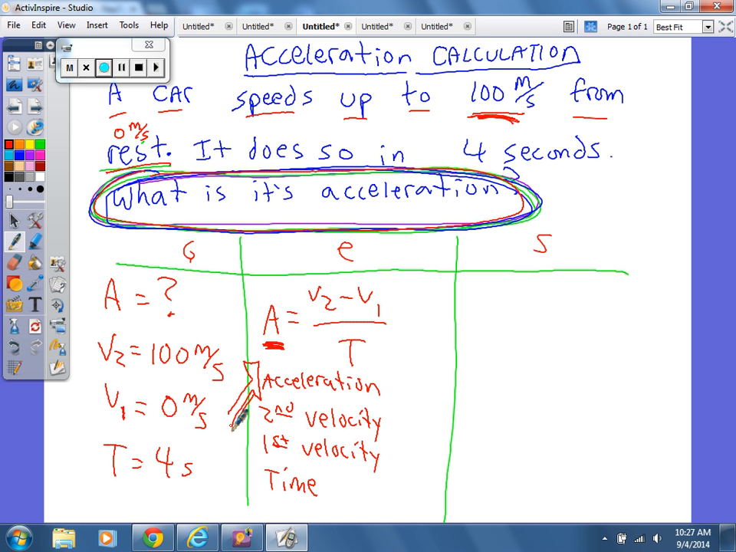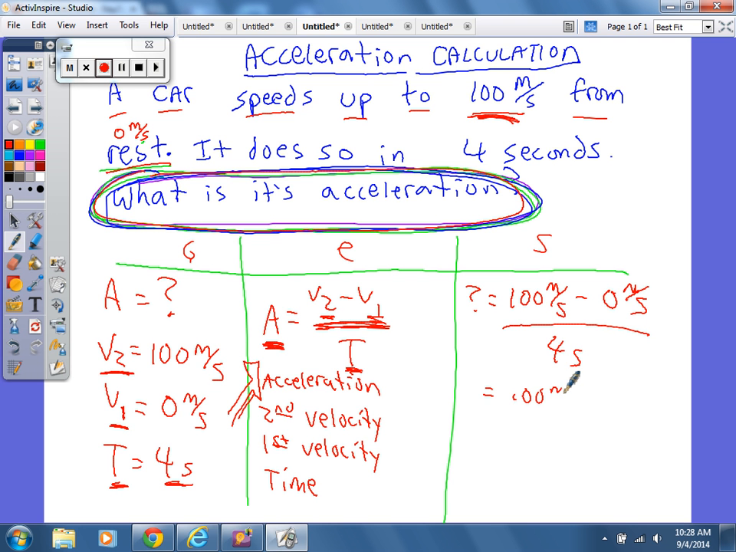All right, so now I can just plug all of this stuff into our formula over here, and I wind up with a question mark equals V2. V2 is 100 meters per second. Do not forget the units. V1 goes into V1 minus 0 meters per second. All of this is over, because it's a fraction, over the time. And the time here is 4 seconds. So when I do my math, 100 minus 0 is 100 meters per second divided by 4 seconds. And when I complete that math, 100 divided by 4 is, that's right, 25.